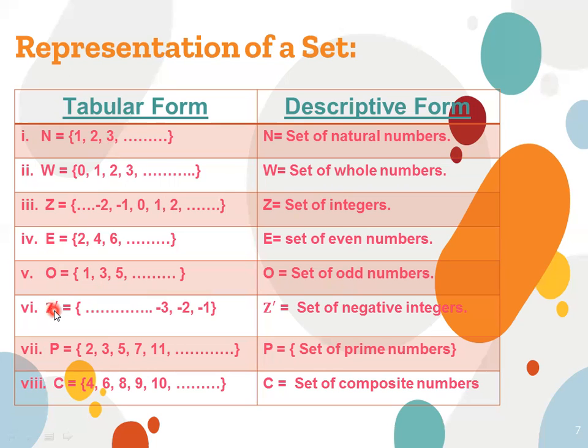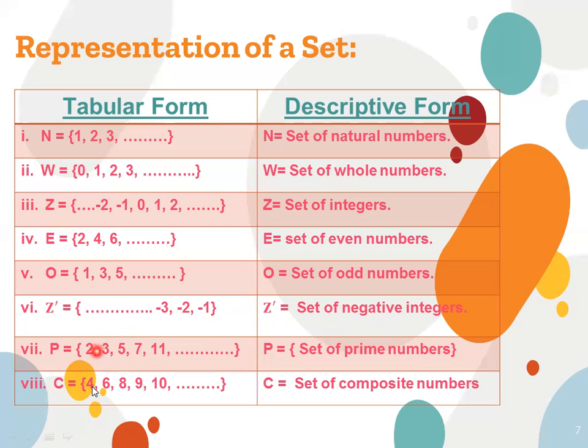This is a symbol of complement. So it is equal to -1, -2, -3. As you can see here, all the negative integers are here, so you will say that this is the set of negative integers. The descriptive form of this set is "set of negative integers". Means in descriptive form you will describe it in words, you will write a proper statement. And in tabular form you will simply write down the particular elements of that set.